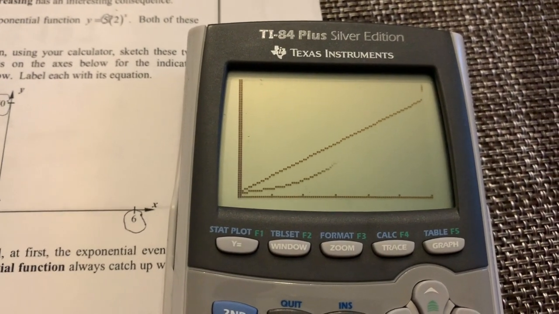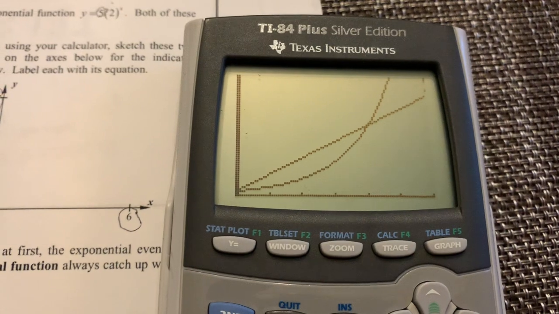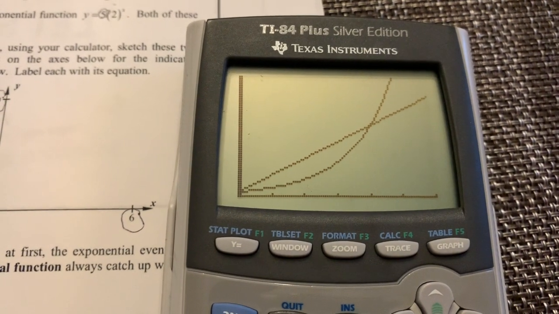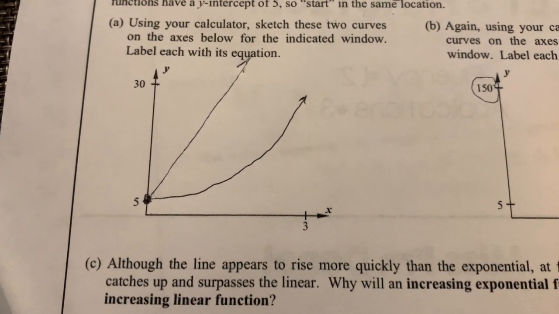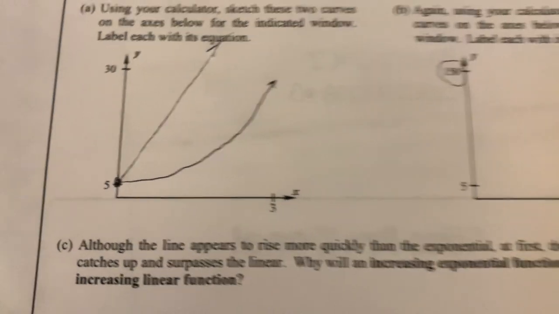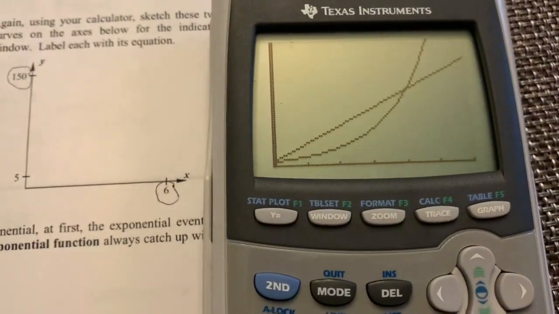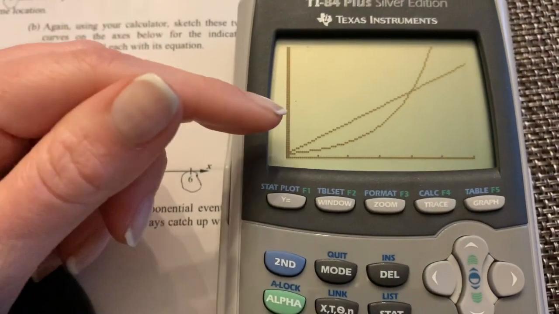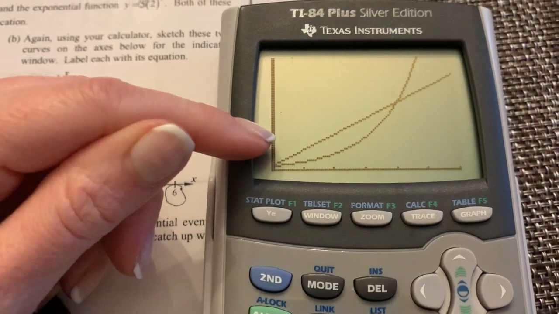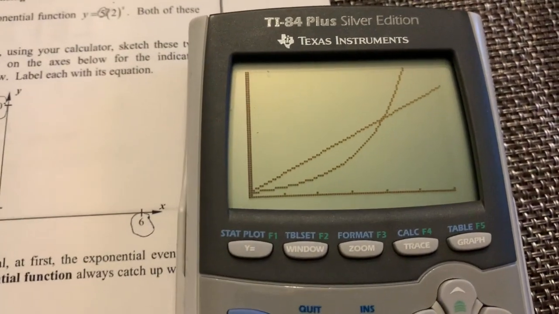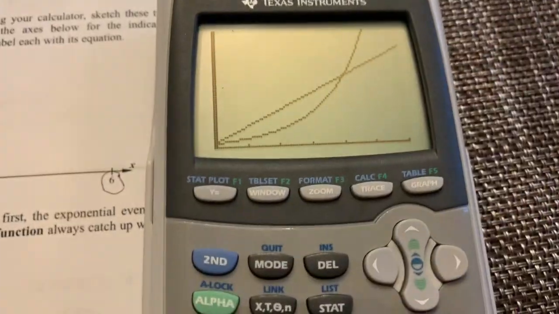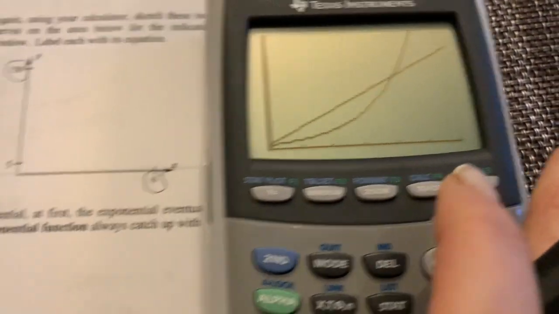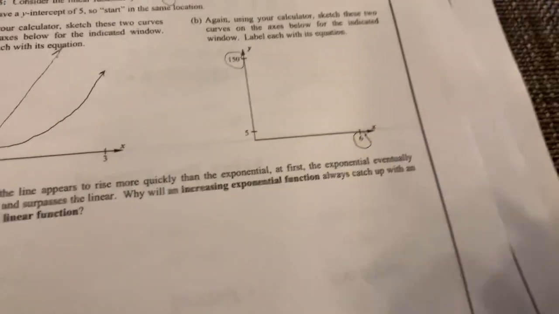Now here comes the exponential function. Whoa! Now all of a sudden it's surpassed the linear function, right? In the previous graph, it looked like the exponential function wasn't going to catch up to that linear function. But as soon as you increase the window, before we were only looking to about here. Now when you increase your y window, you can see that the exponential function increases so quickly that it will always, always, always catch up to the linear function.